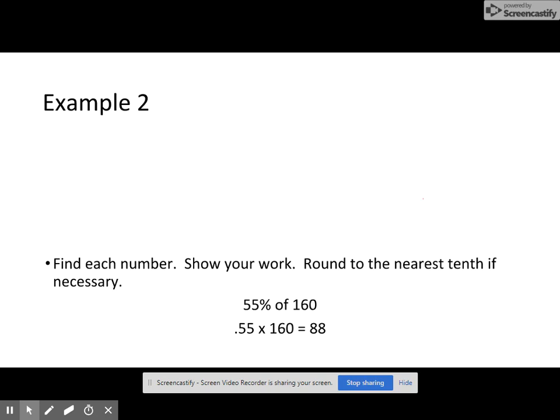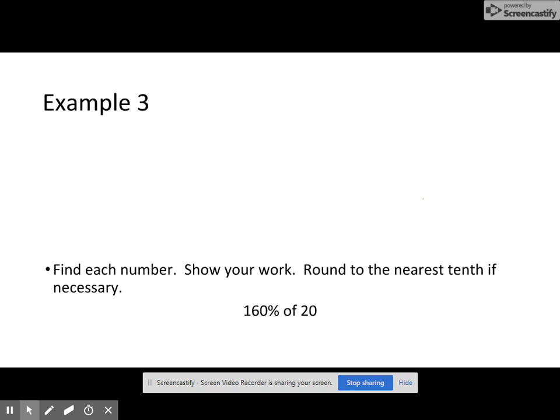So here's what we should have as our solution. 0.55 is 55%. We take that times 160, and that gives us 88. So there is 88. 88 is 55% of 160. 2 more examples.